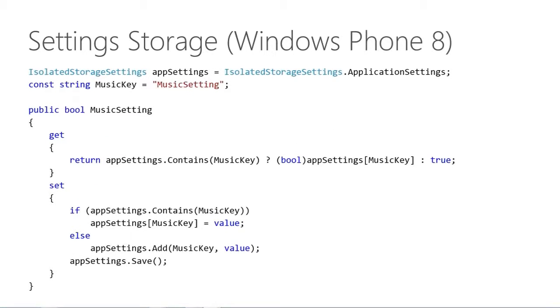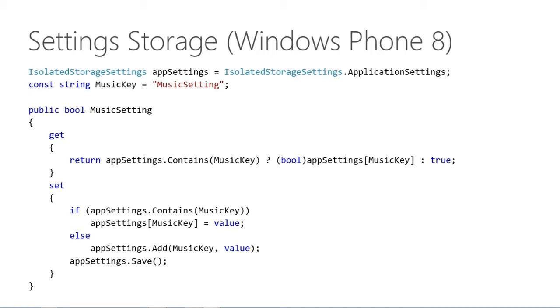Windows Phone is quite different. You use the isolated storage settings, as I mentioned earlier. So here we're defining that, giving it the setting key, which we're calling music setting here. It's in the constant music key. And then I have this property that has been set up here, and when I get that, it goes and retrieves it using the application, isolated storage settings, application settings, and retrieves that. And when I'm setting it, then again, I'm using app settings, the isolated storage settings, to actually save that to my local storage. So pretty straightforward.